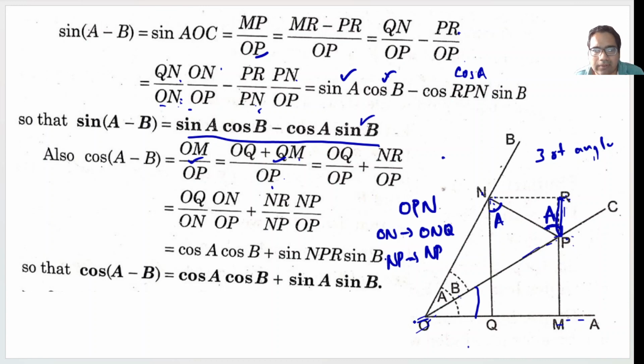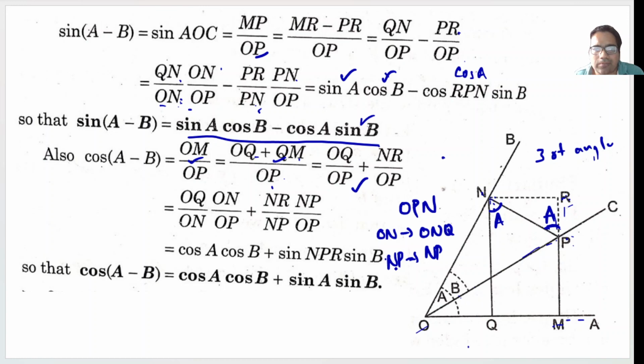What is OM? OM is OQ plus QM. What is QM? This is part of the same rectangle, right? The same rectangle. So QM is equal to NR. That's where we are. OQ plus QM is OQ plus NR, same by OP. Now let us use the same trick that we did.